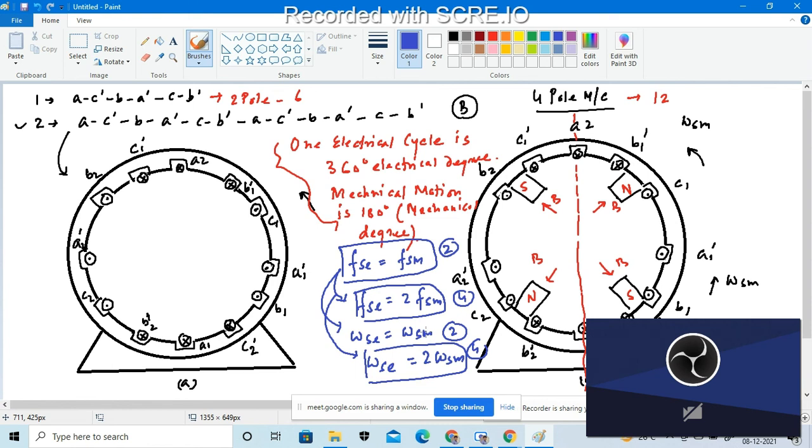Okay, as the poles rotate in a counterclockwise rotation. So in general, we can say that if the number of magnetic poles of an AC machine stator is P, there will be P by 2 repetitions of the winding sequence. Okay, next class we will discuss this thing briefly. Though before that, what is your task?